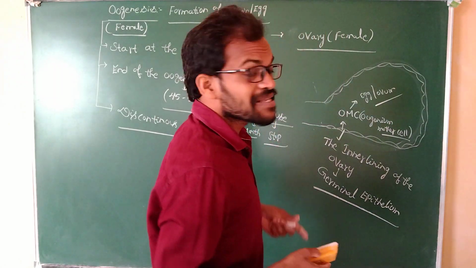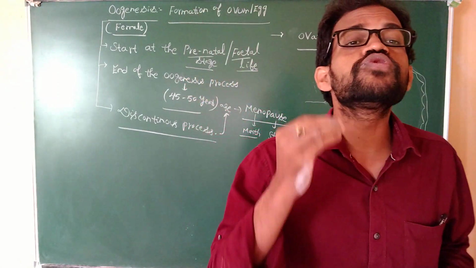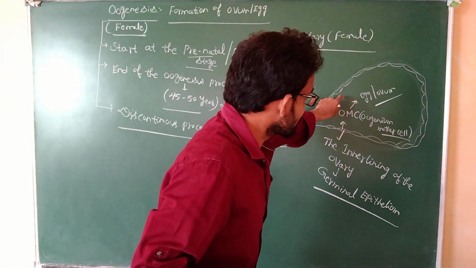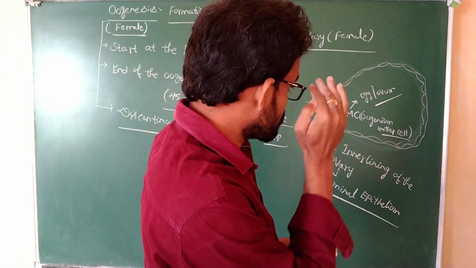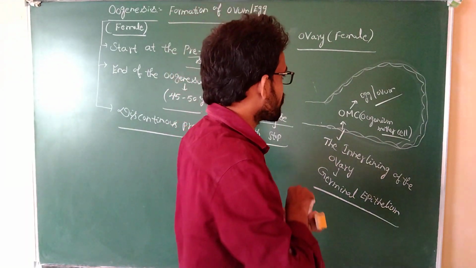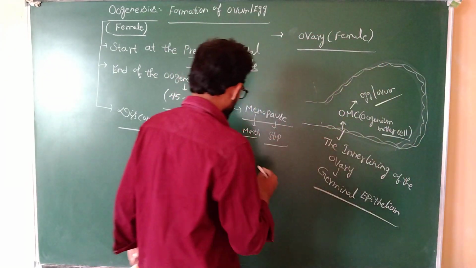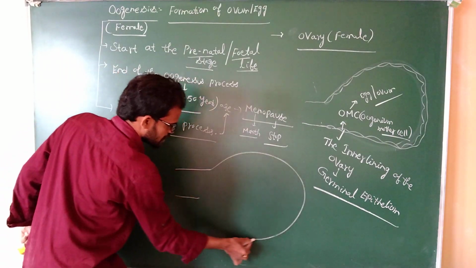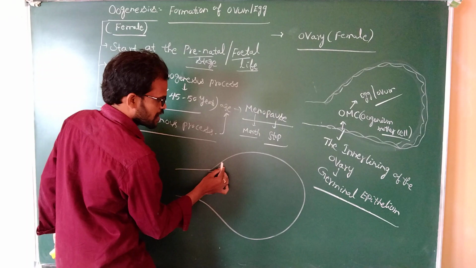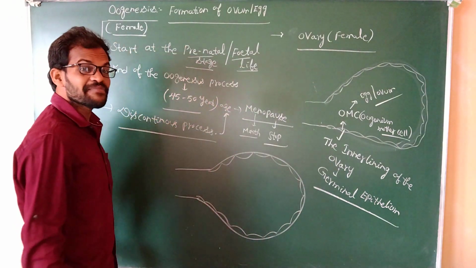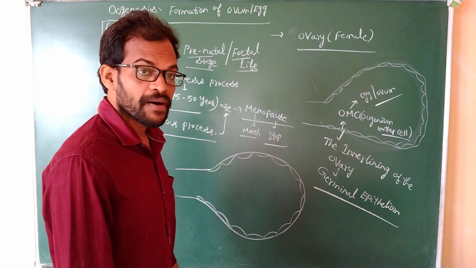Coming to the mechanism of the oogenesis process. This process takes place inside the ovary. If you observe the ovary, it consists of two parts. The inner lining is made up of germinal epithelium cells.